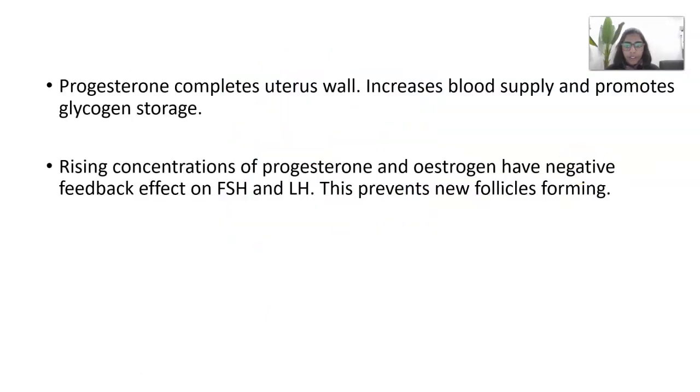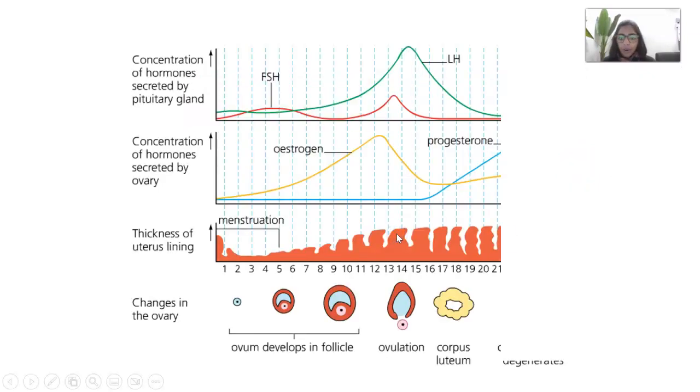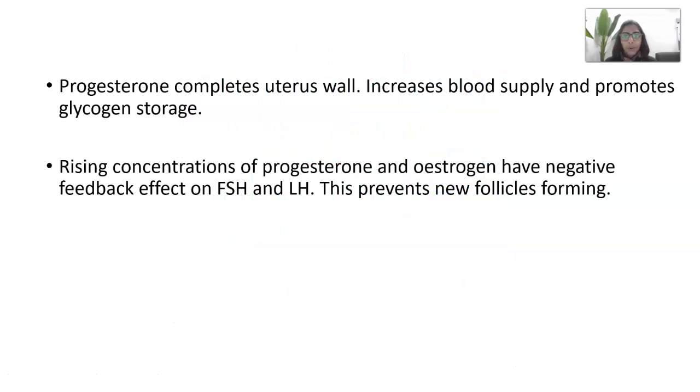So we know that progesterone will start to complete the formation of the uterus wall, and this increases blood supply and promotes glycogen storage. So if you think about why that's important, we know that the blood contains nutrients from digestion, and glycogen storage is simply a way that humans can store excess energy. So if you are preparing for the development of a fetus, it makes sense that you want to store that extra energy here.